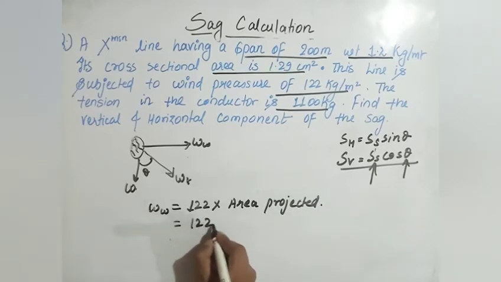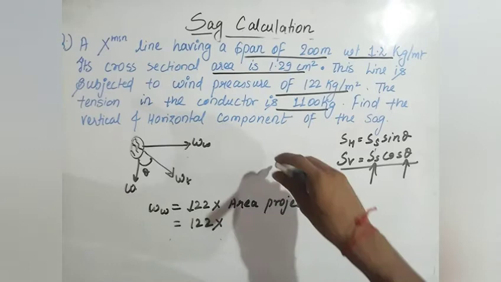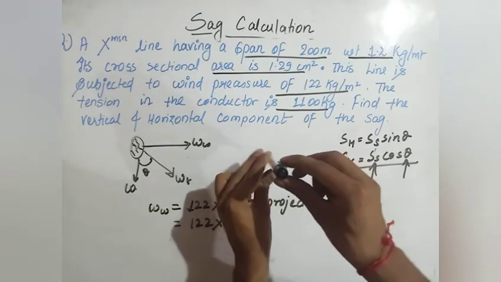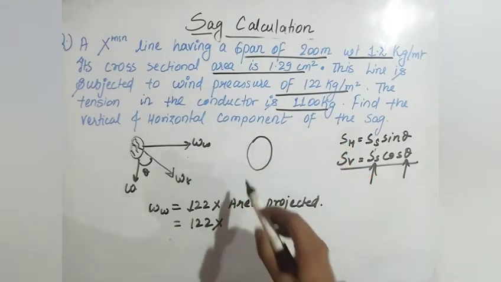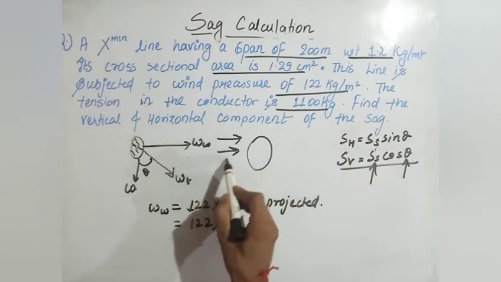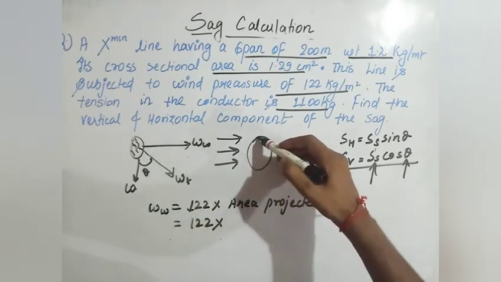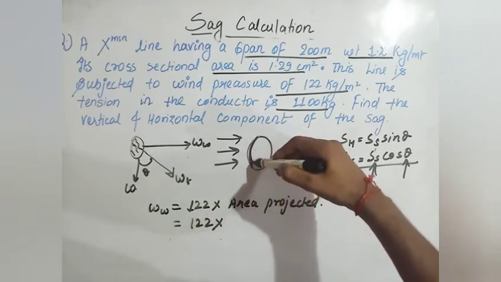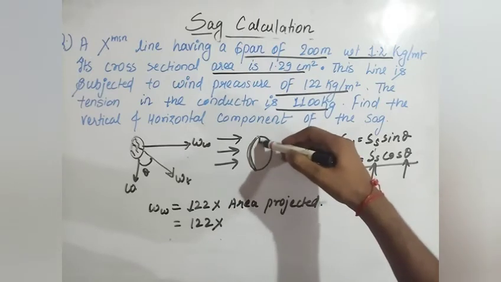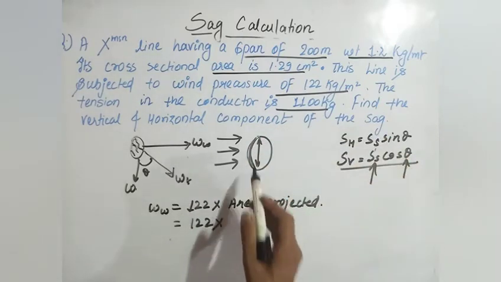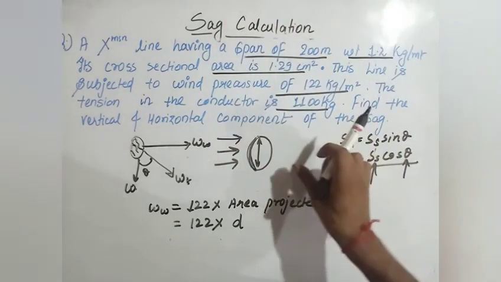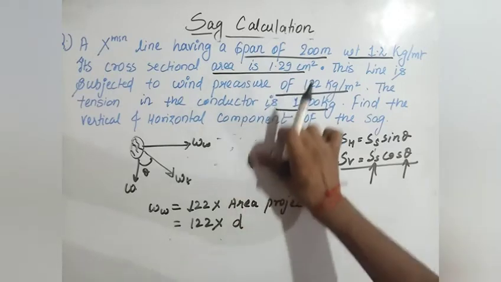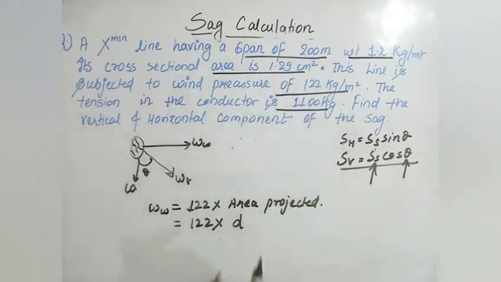So 122 into... see, if this is the conductor, and wind is coming from this direction, the only area that experiences wind will be this, which is approximately equal to d. So area projected will be equal to d here. So we need to calculate the value of d, that is diameter of conductor.